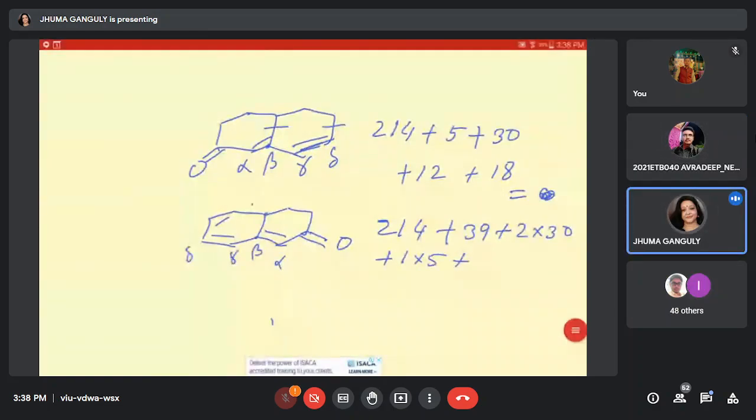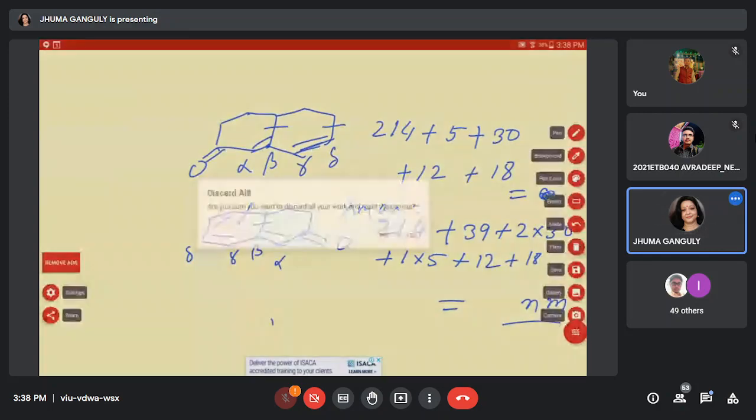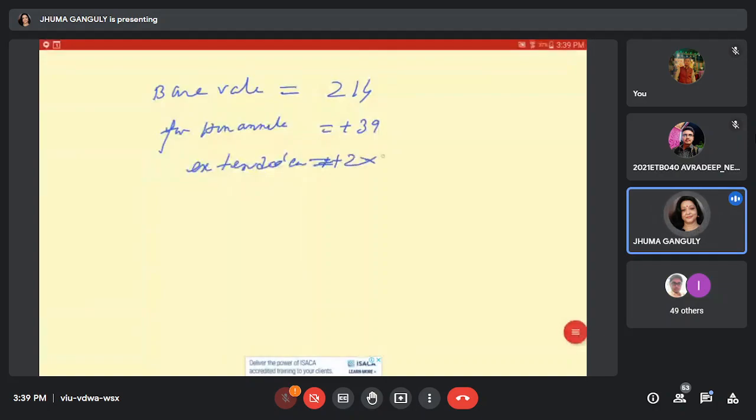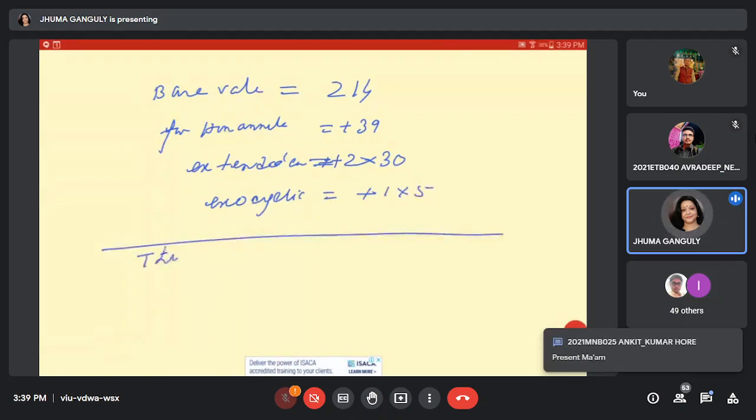Which one is more acidic? Meta, the second one? Para. Why? Because NO2 group is pushing electron towards OH? No. NO2 is minus M. Now you understand. Acidity depends on the release of H plus. So this bond should be broken.